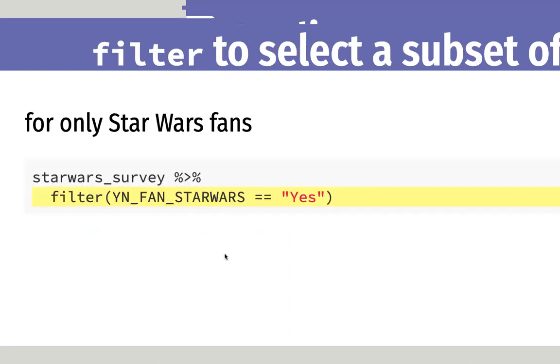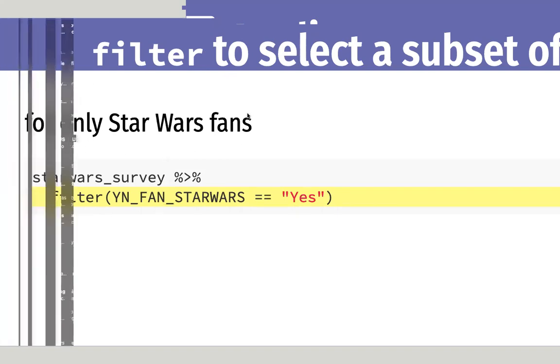Okay, so for example, here's how we would filter. So the filter function selects a subset of rows. So if I only wanted to subset to Star Wars fans, I could take my data frame, Star Wars survey, and I pipe it into the filter function. And I want to only include individuals that have the answer yes to this YN fan Star Wars question. So filtering selects rows.